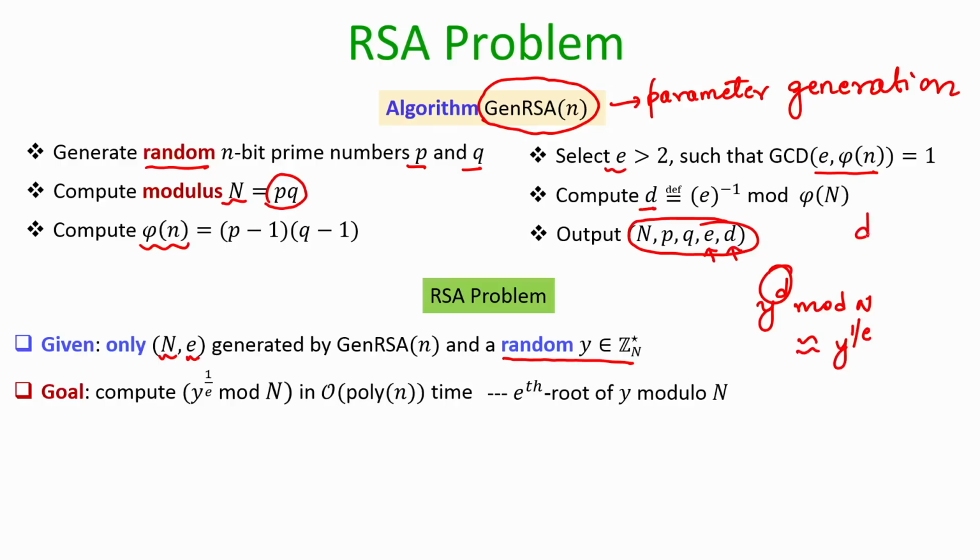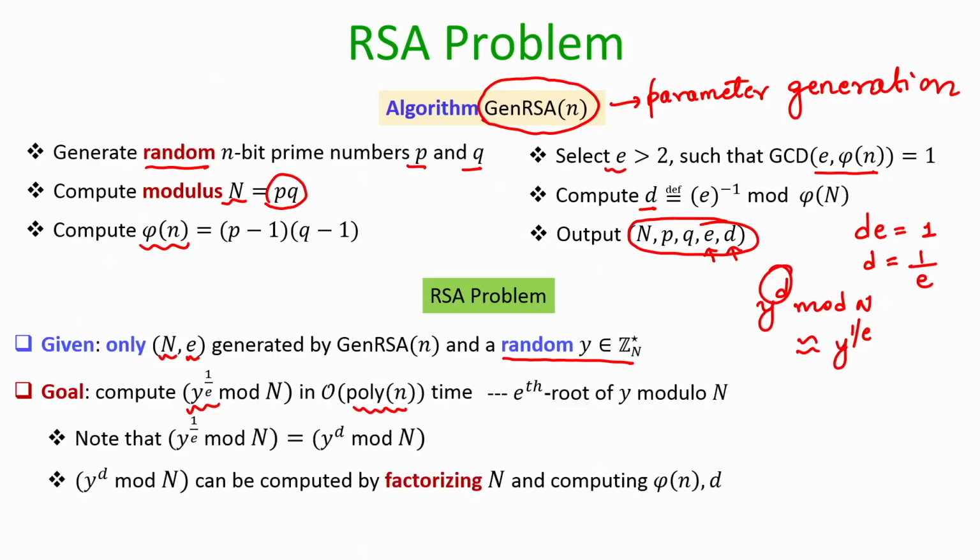So, d and e are multiplicative inverses of each other. So, computing y to the power d is nothing but computing y to the power 1 over e. Okay. So, basically I am asking you to compute the eth root of y modulo n, and I want you to solve this problem instance in polynomial of n amount of time, where n is the number of bits that I used to represent p and q. That means my p and q are n bit numbers.